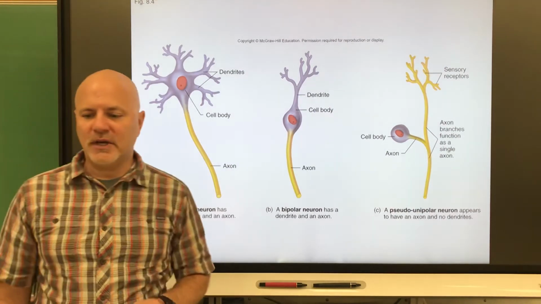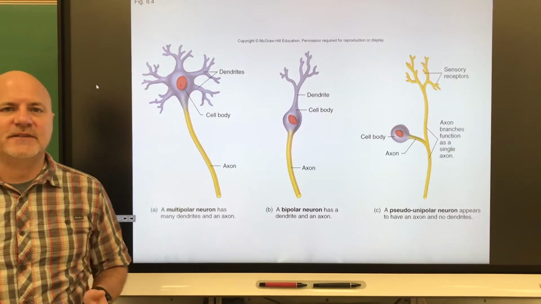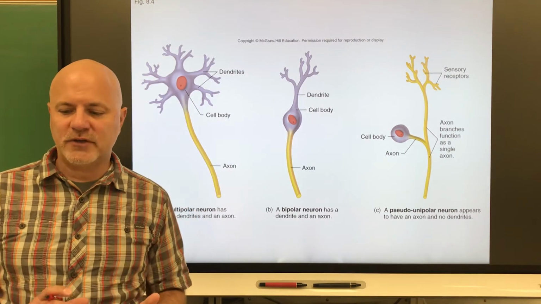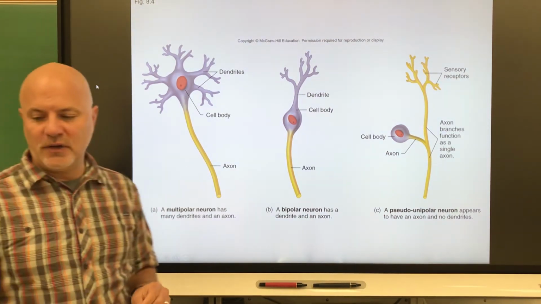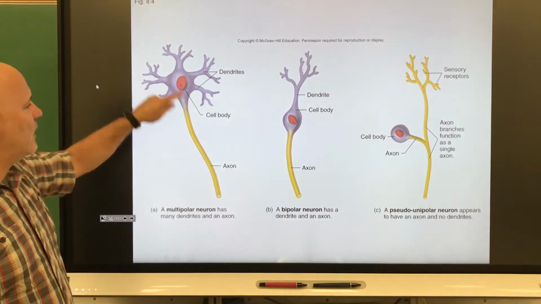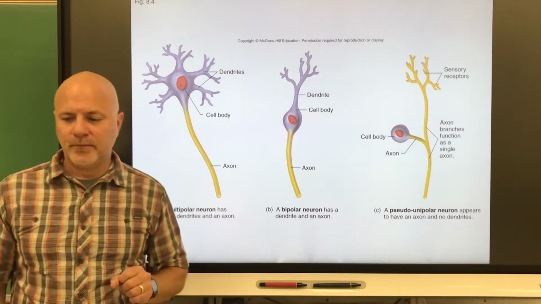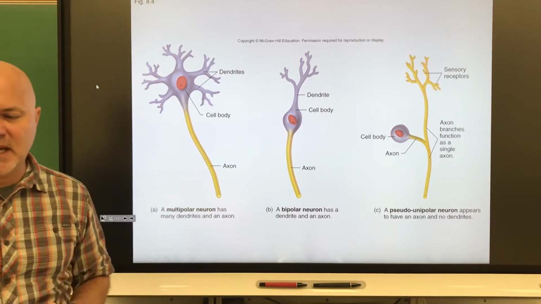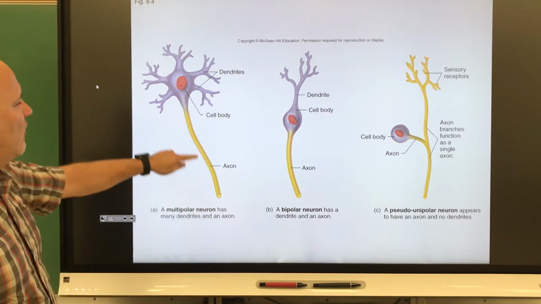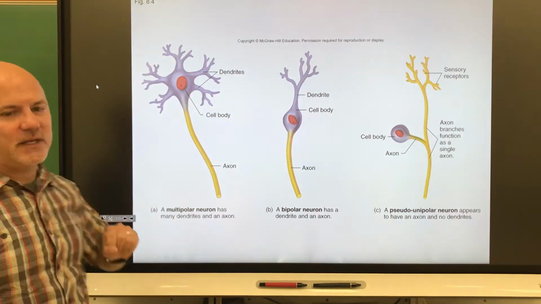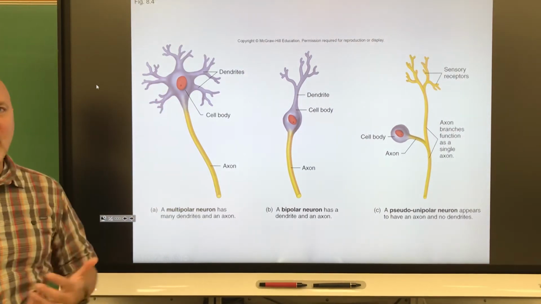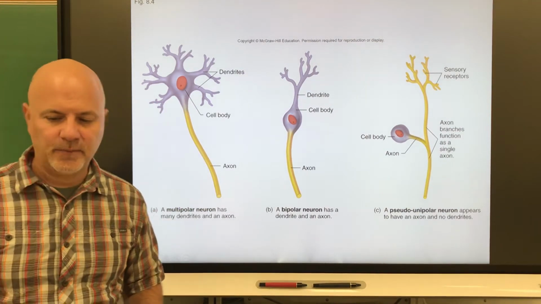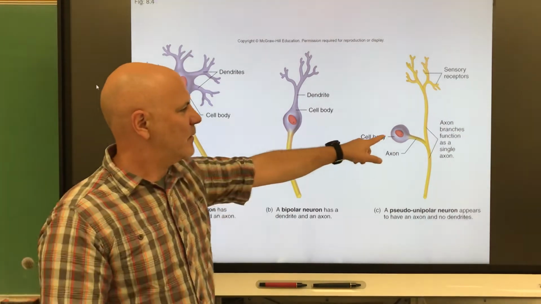Okay, let's look at the classification of neurons, and we can classify neurons two ways. One is structurally and the other is functionally. So this is looking at structurally. Right here is a multipolar neuron. These are nerve cells that have many appendages. Here we have one axon, several dendrites. These guys are the most common. About 99% of them are multipolar. Next is unipolar. That's what we see over here.